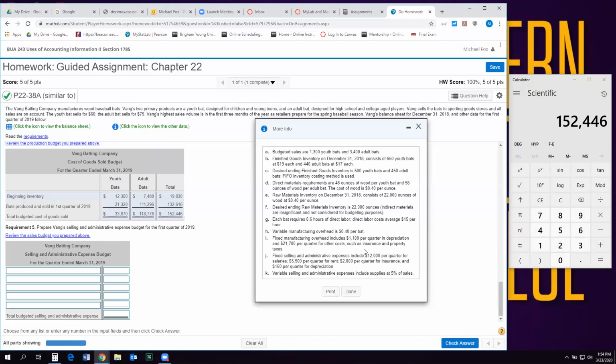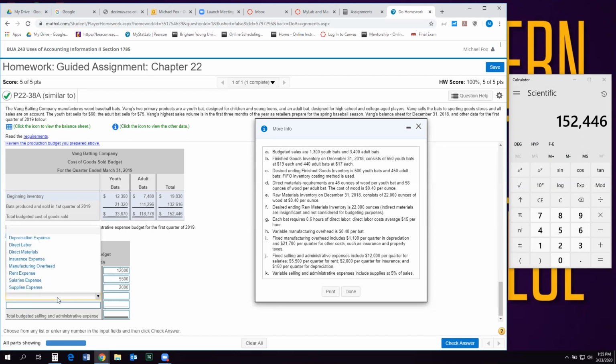Almost done. So finally, our selling and administrative expense budget. This one's pretty easy because it gives us all the info here. So our fixed selling and administrative expenses include 12,000 for salaries. So I'll just do salaries expense. Again, these would be non-manufacturing salaries, selling and admin salaries. 5,500 for rent. 2,000 for insurance. And 150 for depreciation.